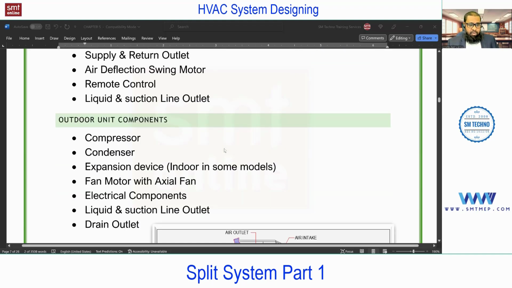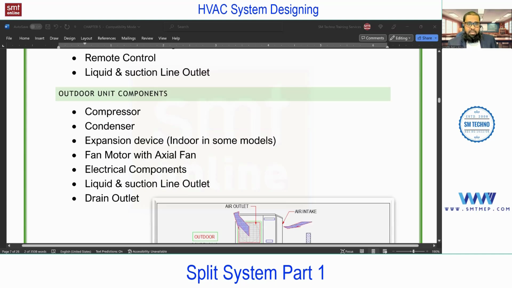Next, if you talk about the outdoor unit, as we discussed at the beginning of this session, you'll find the compressor, no doubt. The condenser, which is used to reject the heat, so that must be outside in the outdoor unit only. Then the expansion device. In the present market split systems, you'll find this expansion device in the outdoor unit only. In some models or older models, you'll find it in the indoor unit.